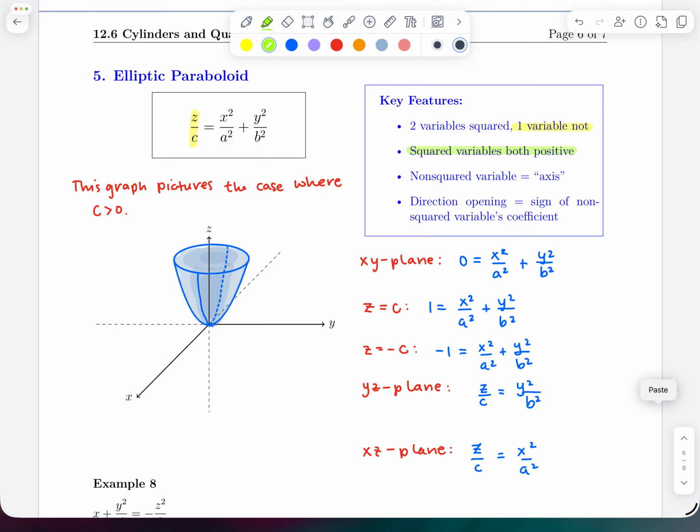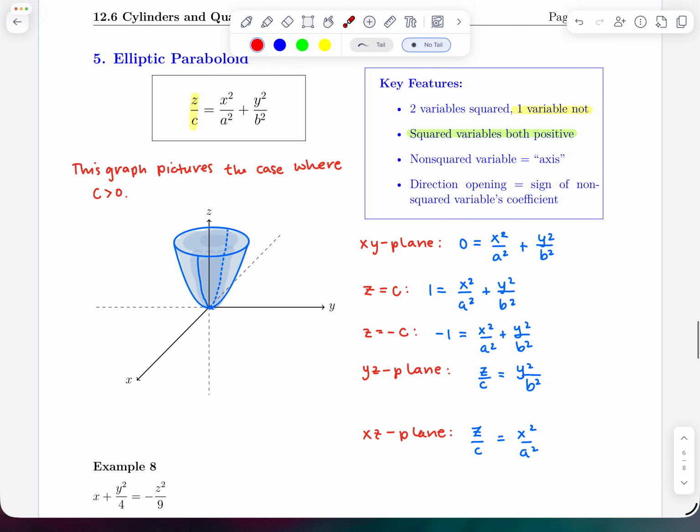If I plug in various values of z on this side over here, I'm going to have a constant equal to an equation that has terms that look like the equation of an ellipse. We'll see that the non-squared variable is going to be the axis that you're opening on, and the coefficient associated with that non-squared variable will tell you which direction it's opening. We know that parabolas in general open in the positive direction if the coefficient of the squared term is positive. And if it's negative, parabolas open in the negative direction. And so that's where the role of c is going to come into play.